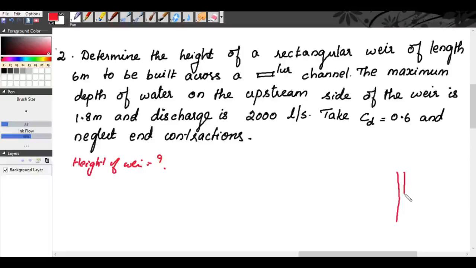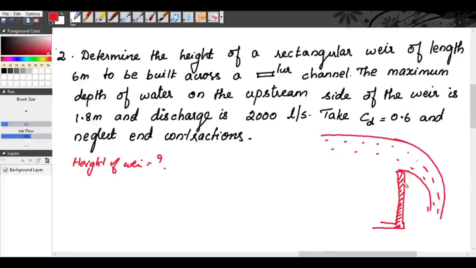Okay. So normally a weir is a concrete structure constructed across a large channel, right? So water flows over the weir. So we know H is this, right? The head of water is H.